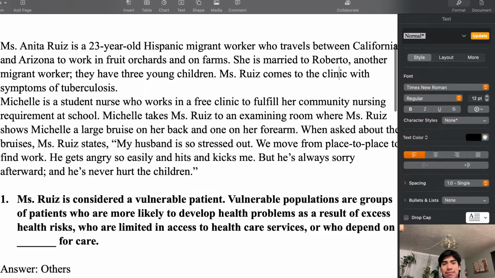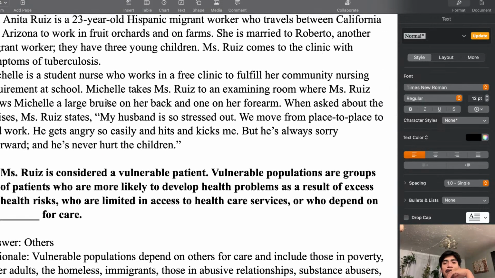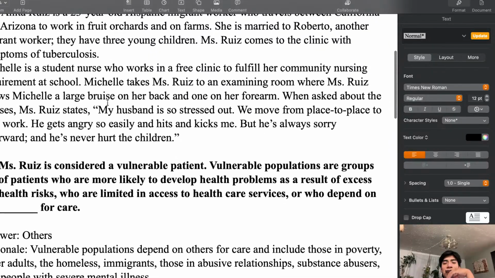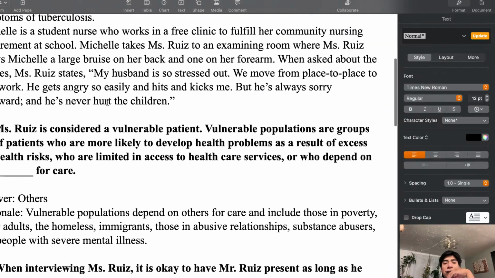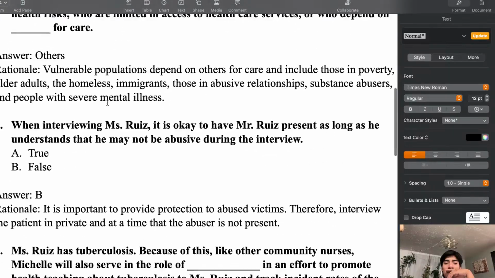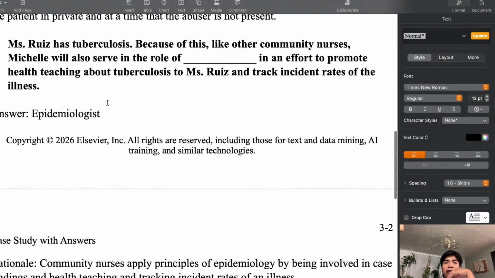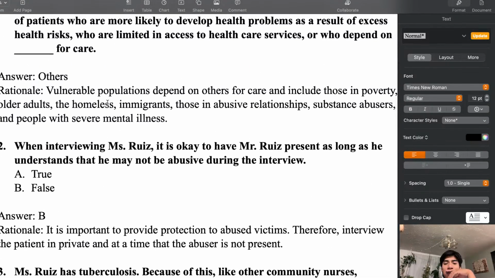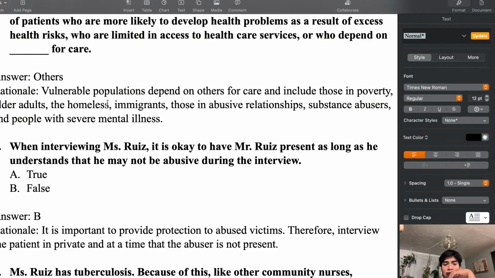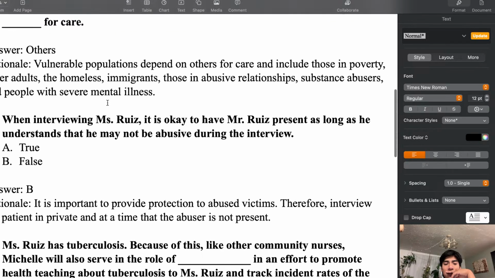Miss Anita Ruiz is 23. Nah, we're not gonna read that. Basically, Mr. Ruiz is abusive, so he cannot be there because he's just gonna influence what she's gonna say. Mr. Ruiz has tuberculosis. Because of this, like other community nurses, Michelle will also serve the role of epidemiologist? Yes.